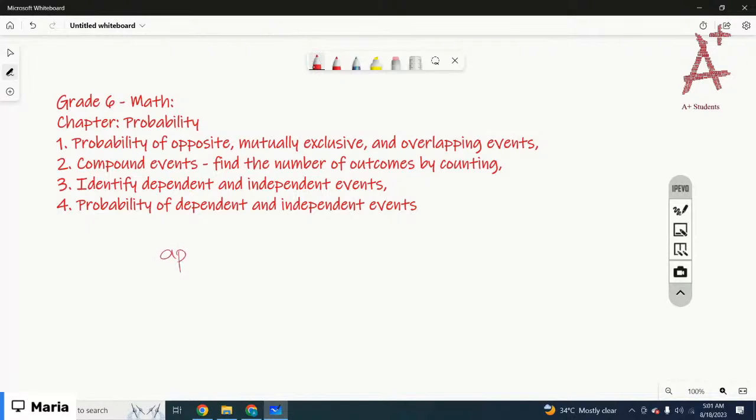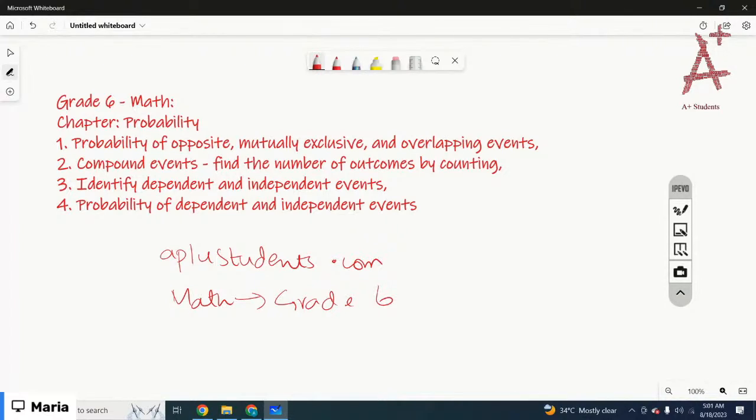You can find all the lessons on aplusstudents.com. You have to log in there using your email address, and the password is provided by the administrator. Then select math from the subject tab, scroll down to grade 6, and click on view all lessons. There you can find a list of the chapters.